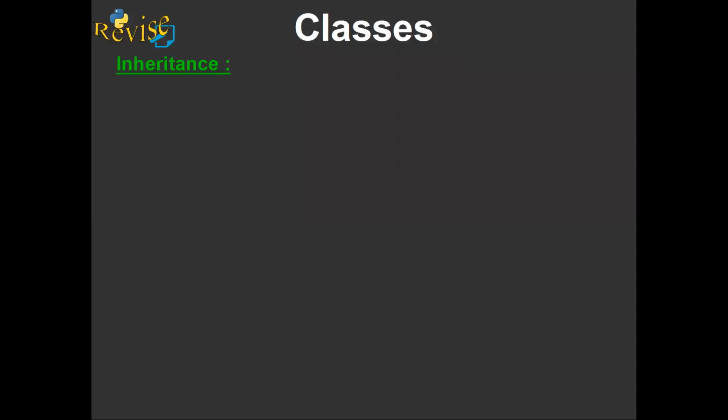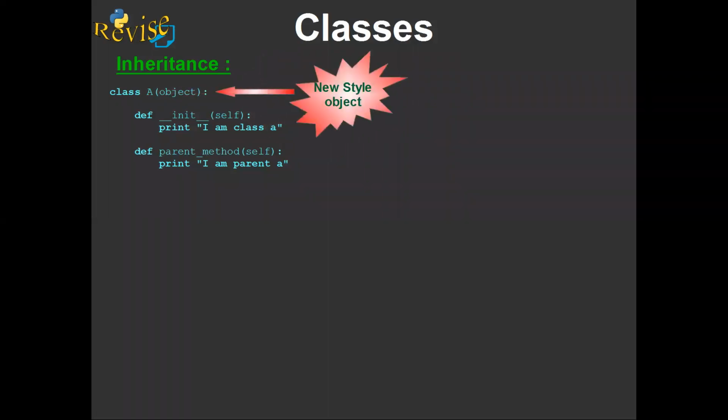Let's define a class first. Class A, which inherits object. So when we do a new style class definition in Python, we inherit object. Python understands this from Python 2.2 onwards. In Python 3, everything is a new style object. But if you are using 2.x, you should inherit object. So it becomes a new style class definition.